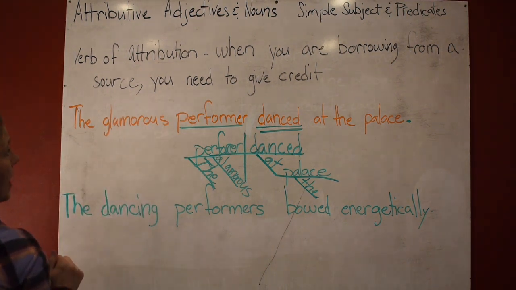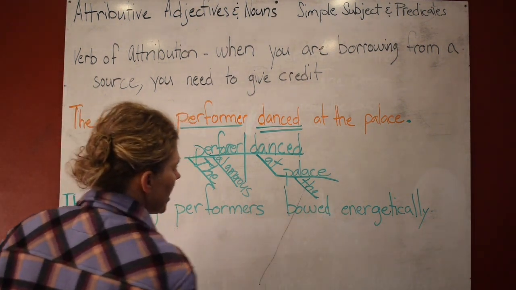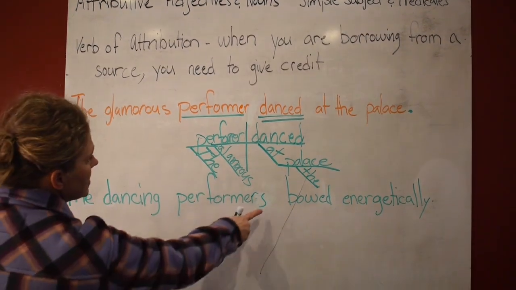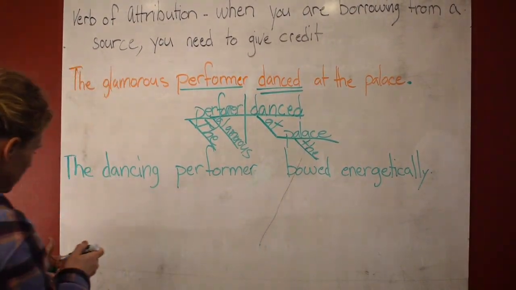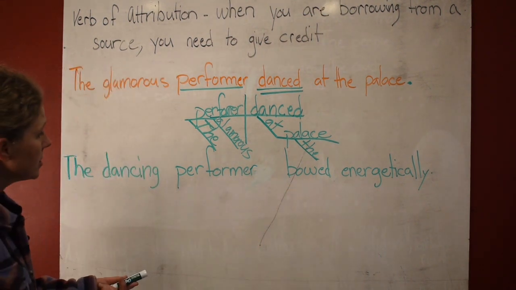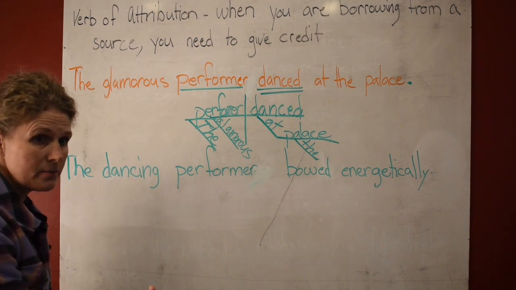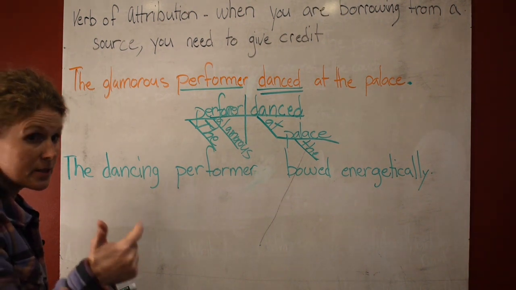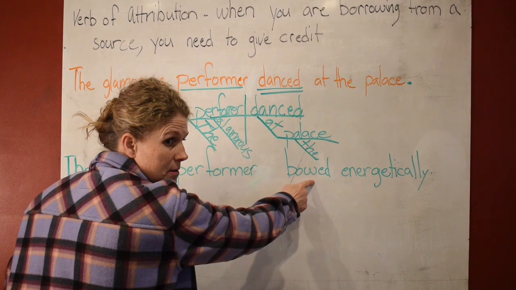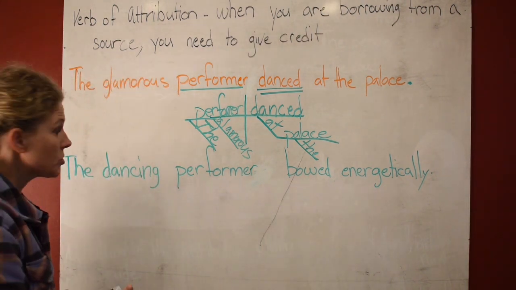So now, this is our attributive adjective right here. It comes before the noun. So we have the dancing performers bowed energetically. What's your verb? Bowed. Who bowed? Performers. The performers. See, if we have the plural S there or if it is singular, it's the same right here, because when it really matters is when it's in third person singular present. This is past. So that's when it's really going to matter.